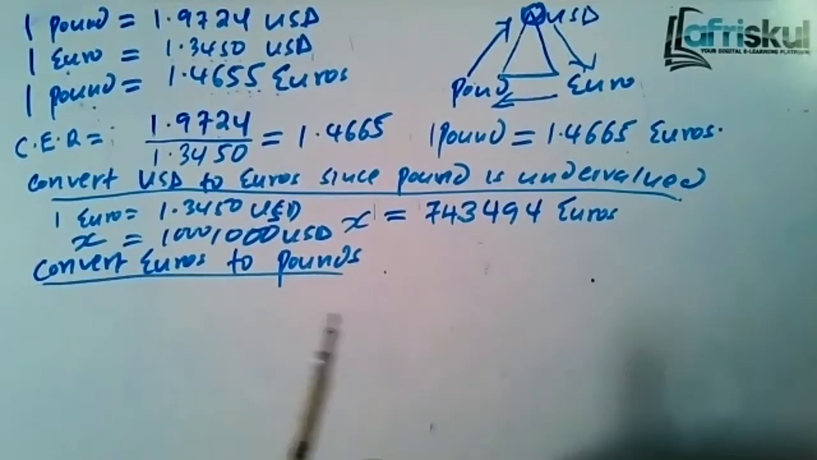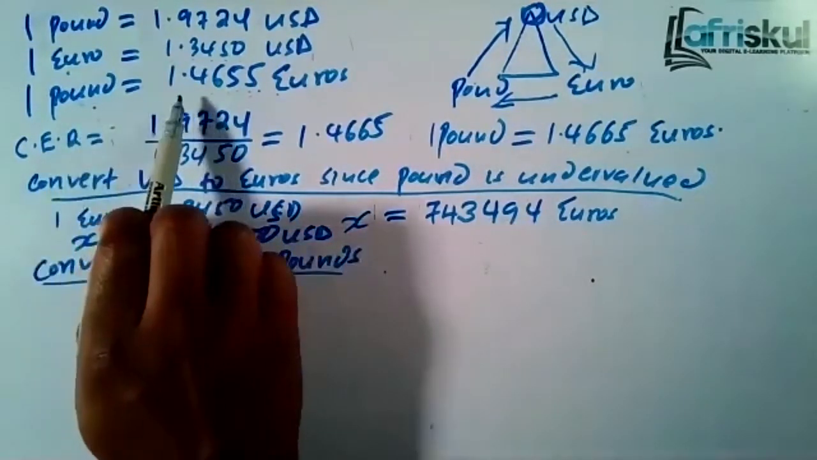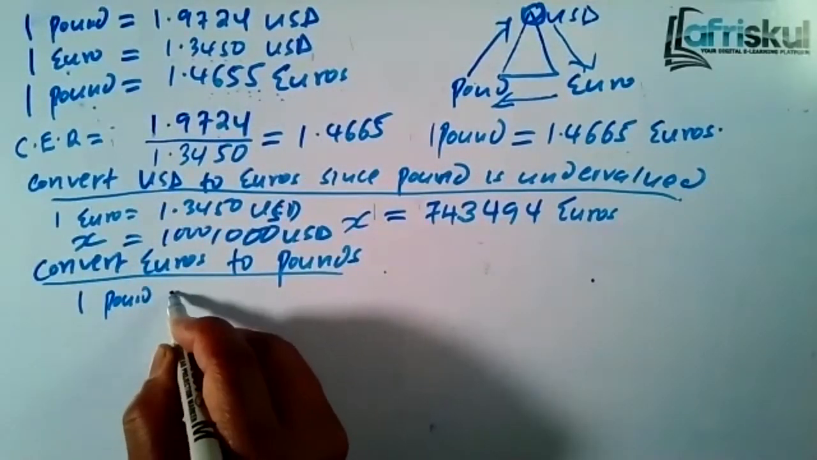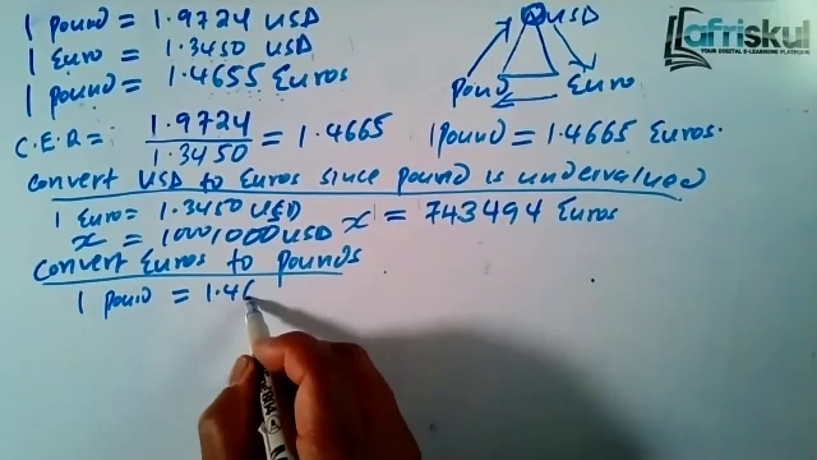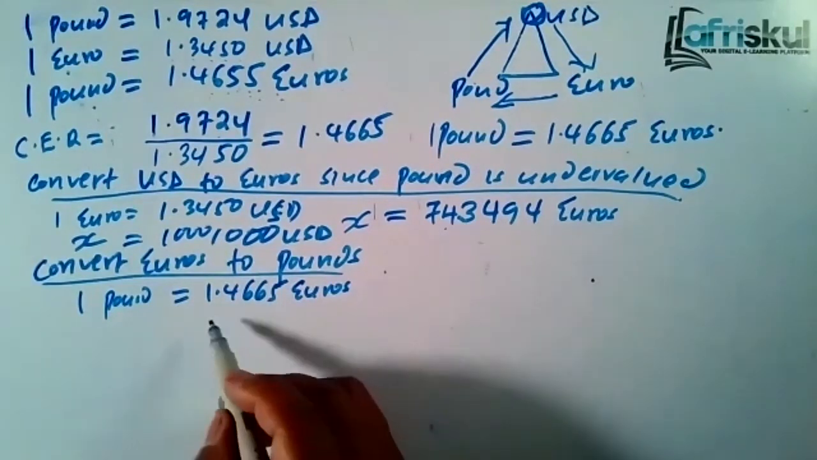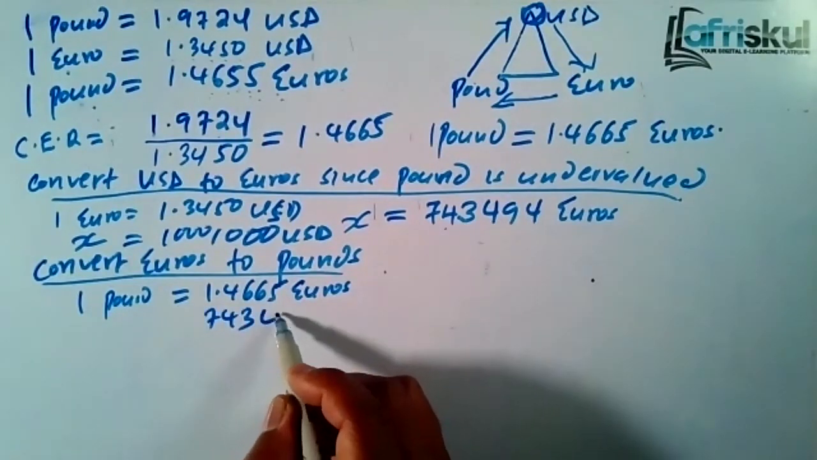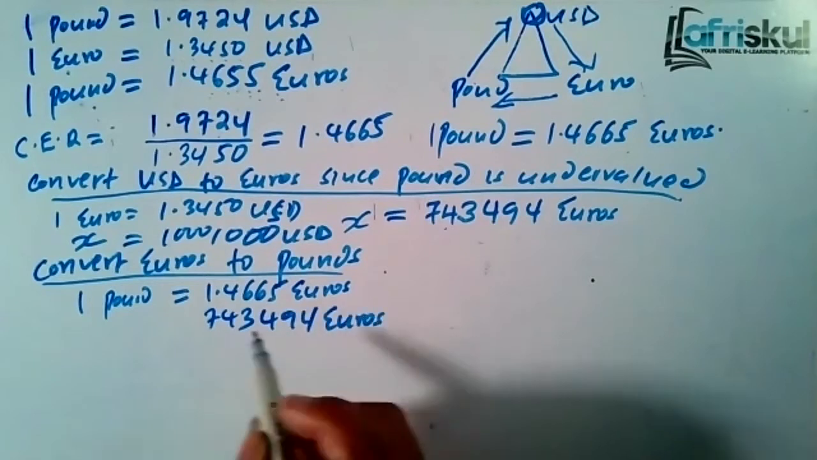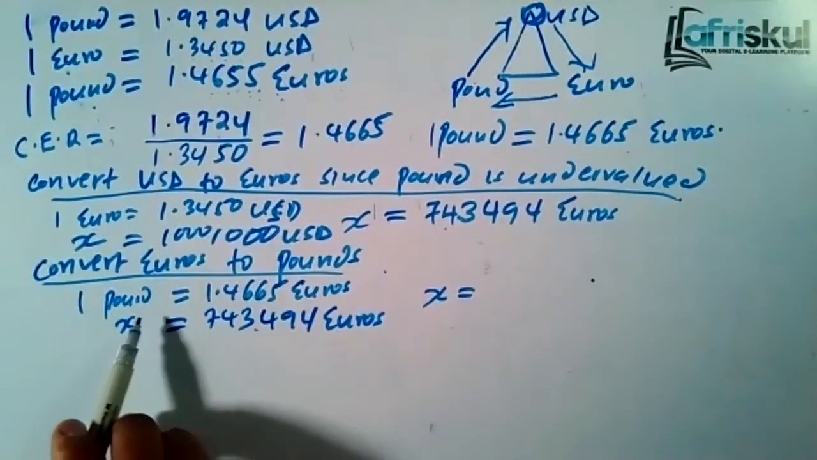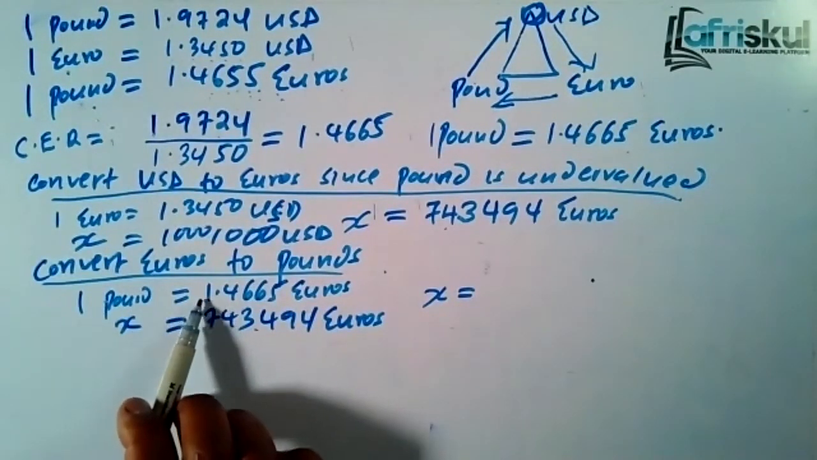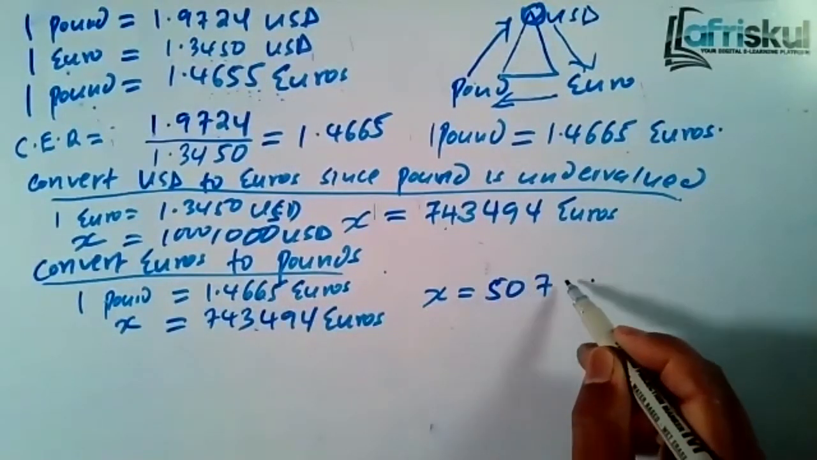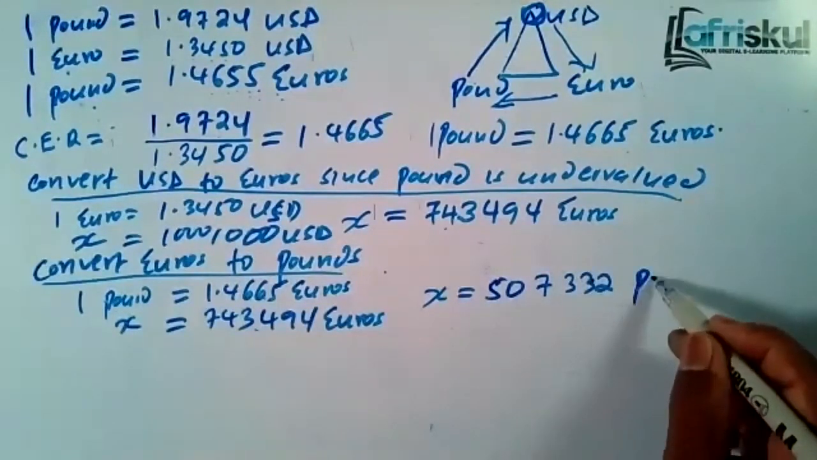Then the other step, you convert the euros to pounds. 1 pound is equal to 1.4665 euros. So 743,494 euros will be equivalent to how many pounds? You divide by 1.4665. By doing so, you'll get 507,332 pounds.